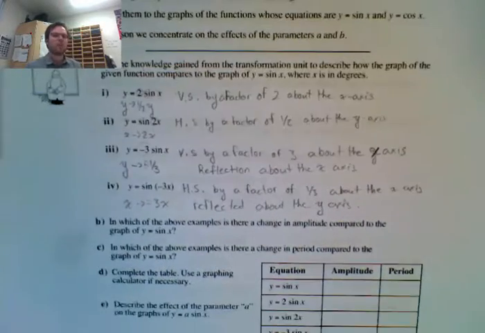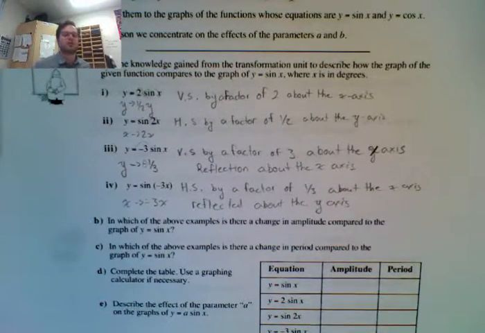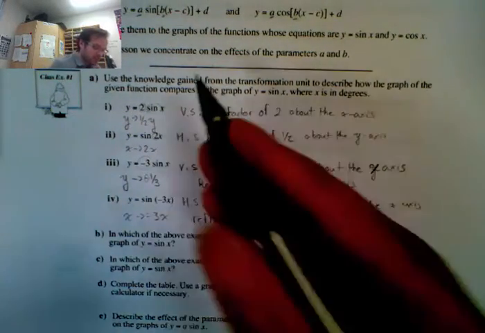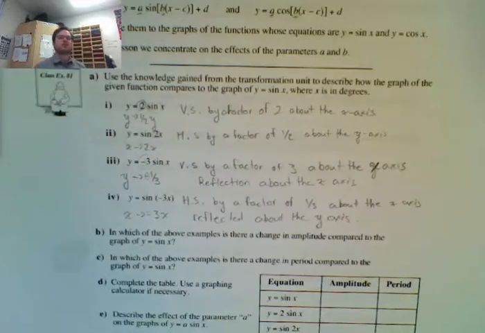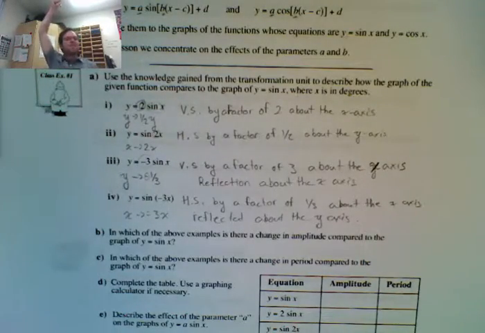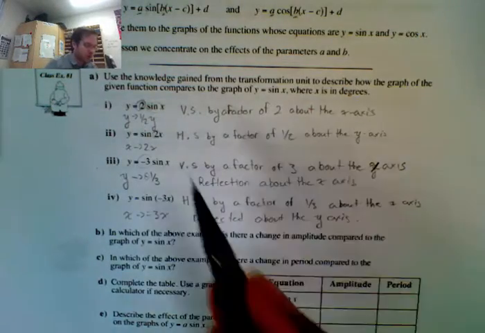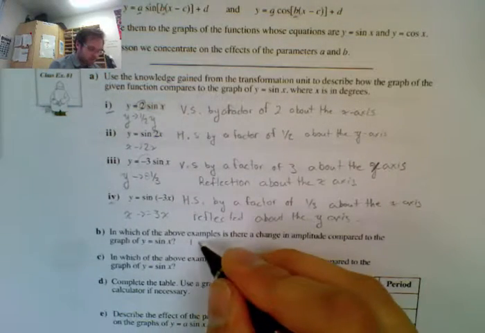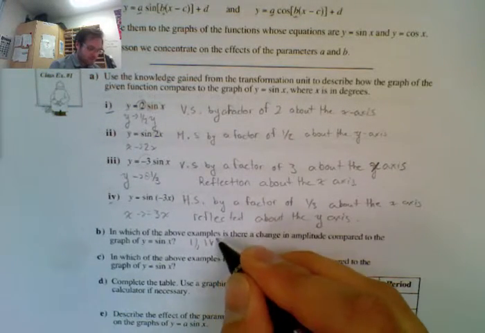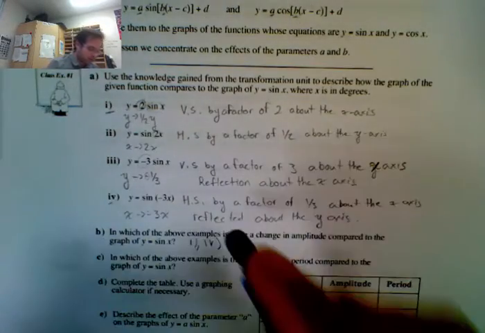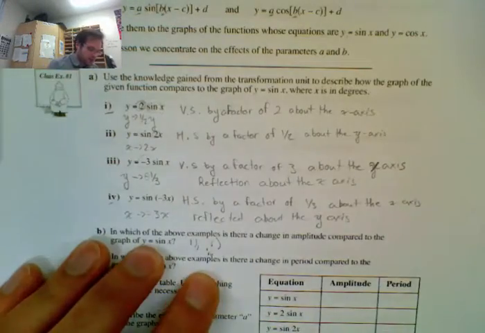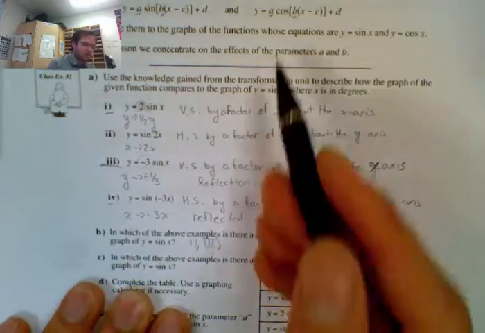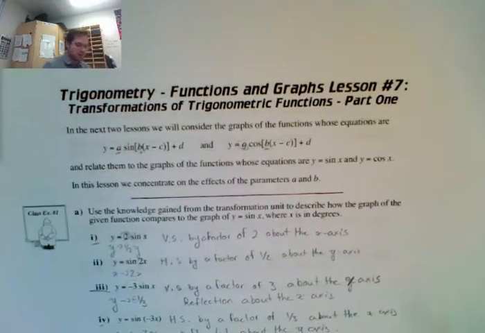Now part B says, which of the above examples has a change in amplitude compared to the graph of sin x? Well, change in amplitude is referring to my stretch vertically. So if I stretch my graph vertically, I'm going to be changing my amplitude. So I have 1 and 3. Sorry, not 1 and 4, 1 and 3. So we're looking at the ones where we change A up on top.